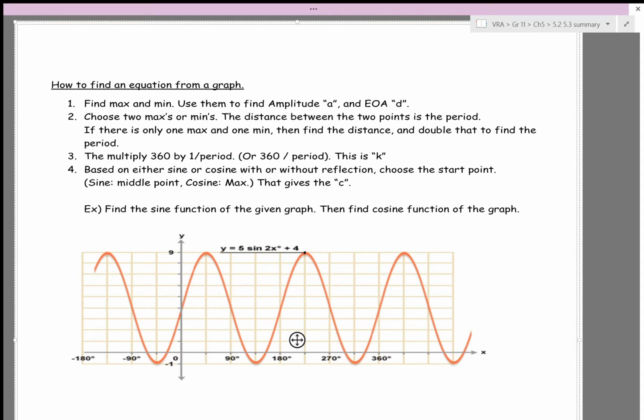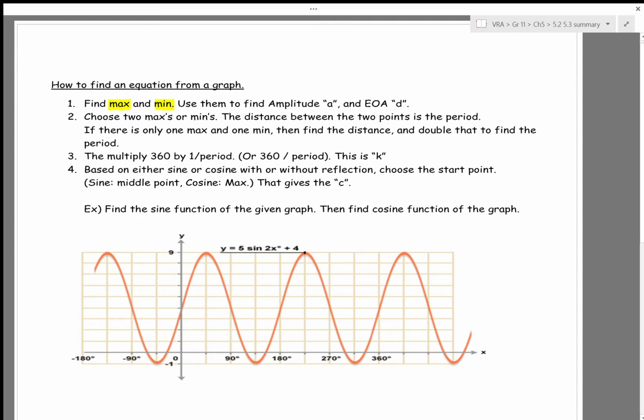So the first thing is find the max and min, okay? So find the max and min. And the reason why we're trying to find the max and min is it actually tells us three things. It tells us the amplitude, it tells us the equation of the axes, but it also tells us how long the period is as well, okay? So finding a max and min is very, very important.